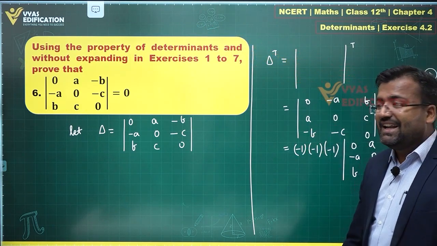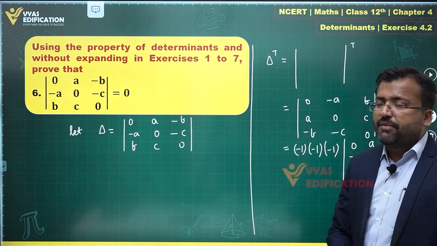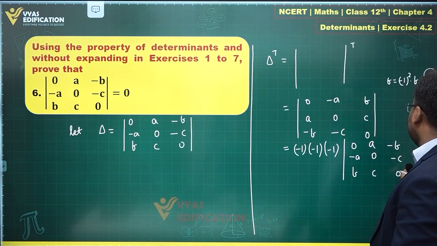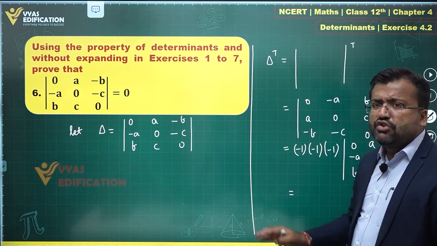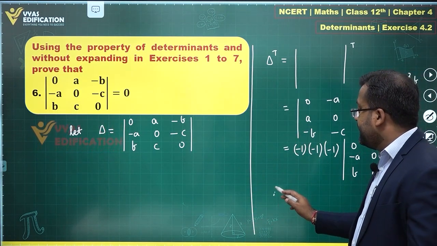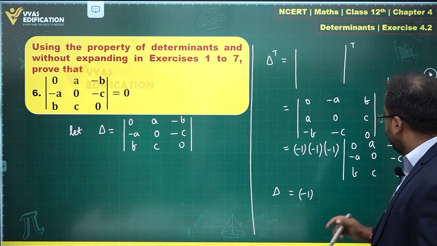Or indirectly, if you want to take a minus 1 common, you'll have to divide by minus 1. So b upon minus 1 is minus b, c upon minus 1 is minus c, and this is 0. Observe, delta transpose is also equal to delta times minus 1 power 3, which is minus 1.